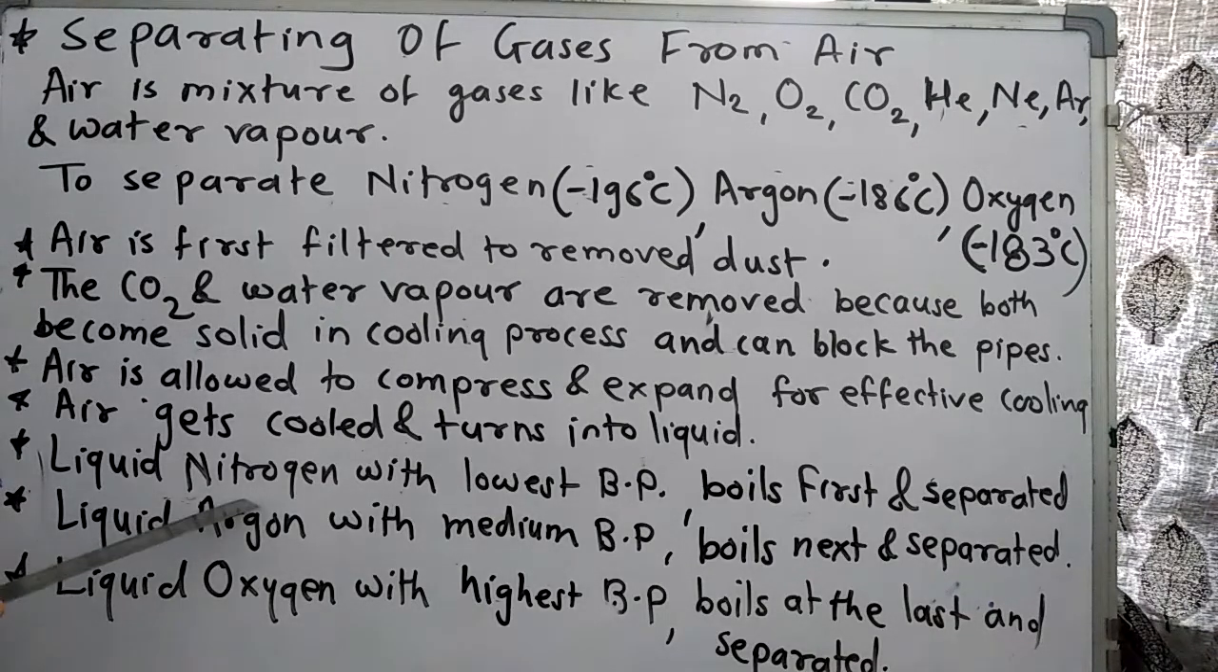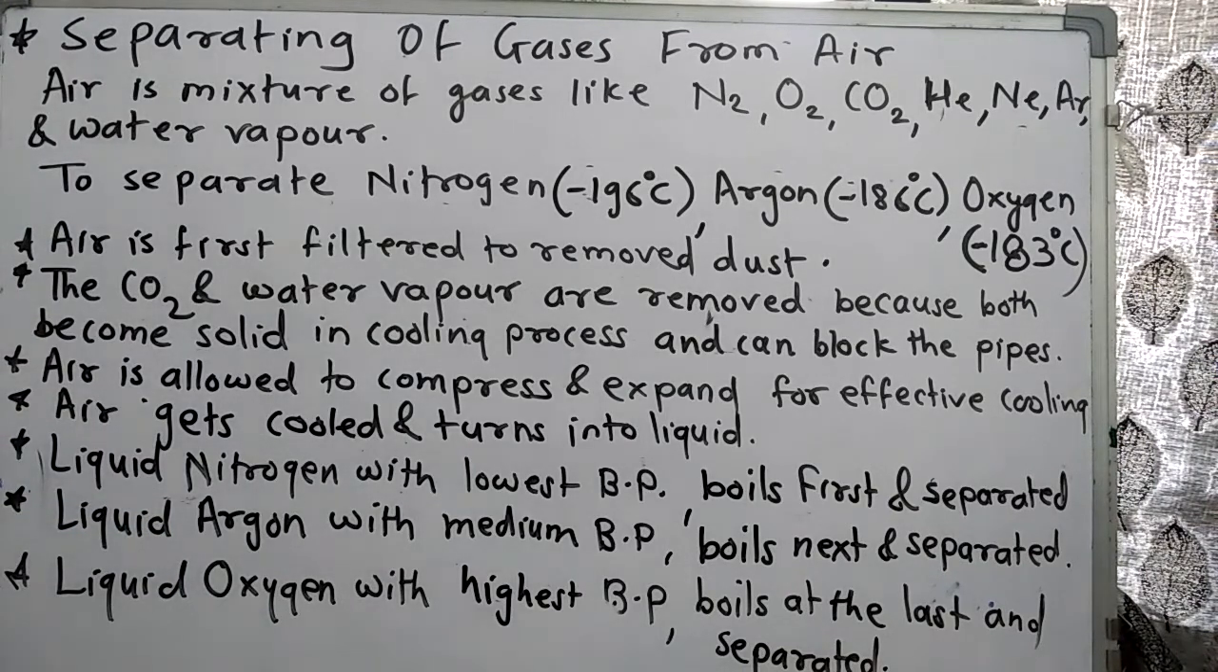So liquid nitrogen, which has the lowest boiling point, boils first, that is at minus 196 degrees Celsius. Then argon with the medium boiling point, that is minus 186 degrees Celsius, will boil separately at the medium level. And the oxygen with the highest boiling point will boil last, and we can separate out the vapor. This process is done with the help of the method of fractional distillation that we have studied. So now we will get the nitrogen gas first, then we will get the argon gas, and at the end we will get the oxygen gas.